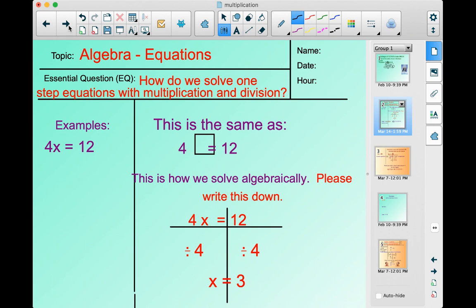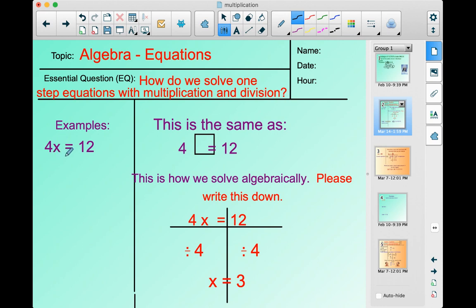So the question we're trying to answer today is how do we solve one-step equations with multiplication and division? Again, we've got another example here. This one is multiplication. This one is saying 4 times x equals 12. Remember what that means is 4 times some missing number. Variables always stand for a number. We just don't necessarily know what they are, so I can't write the number, but I know there's some number there, and I'm just representing it with an x.